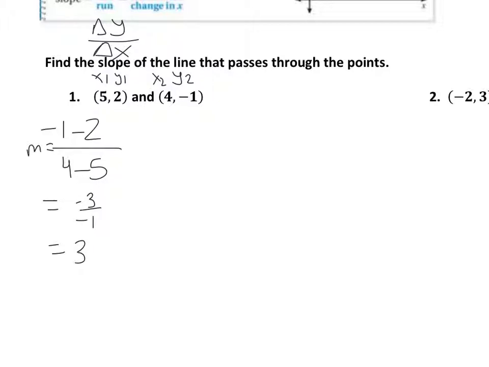So watch. This is what I'm talking about. So you also could have done y1 minus y2 over x1 minus x2. So you get 3 over 1. So see how they both equal 3? Okay. So as long as you match it up, it's okay.